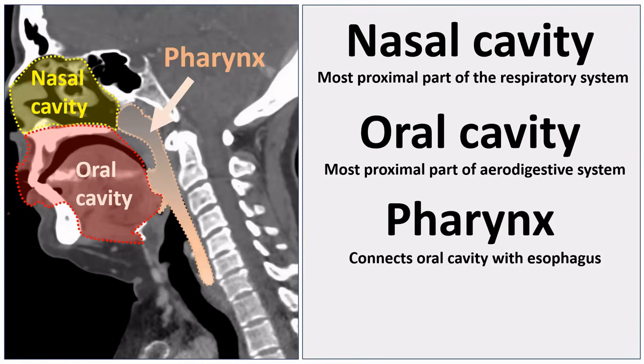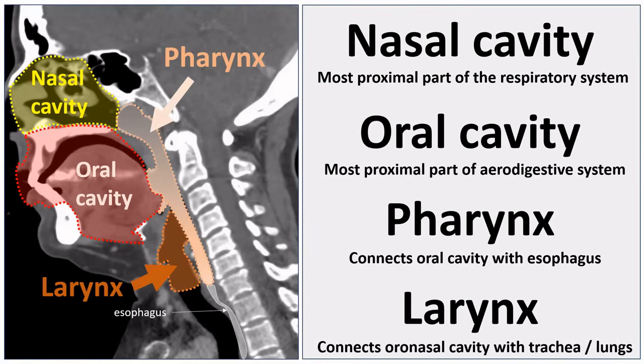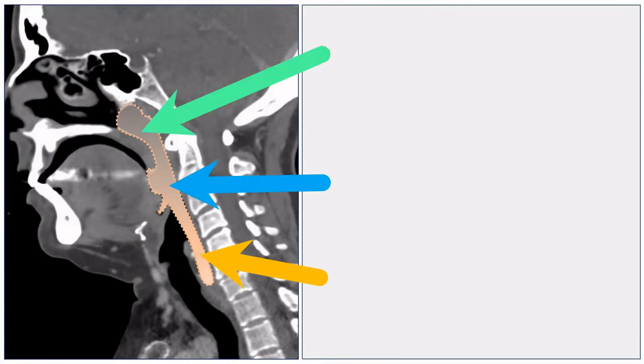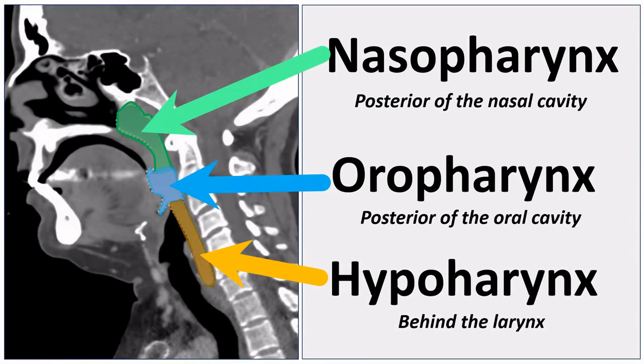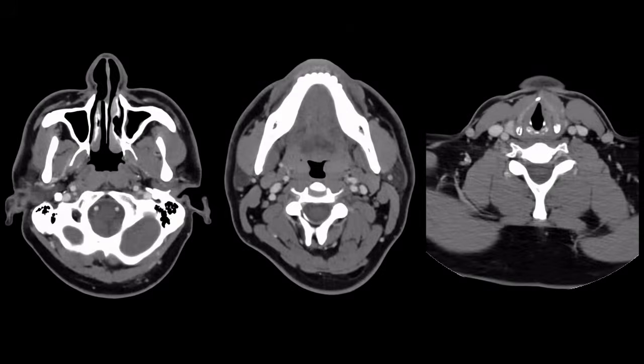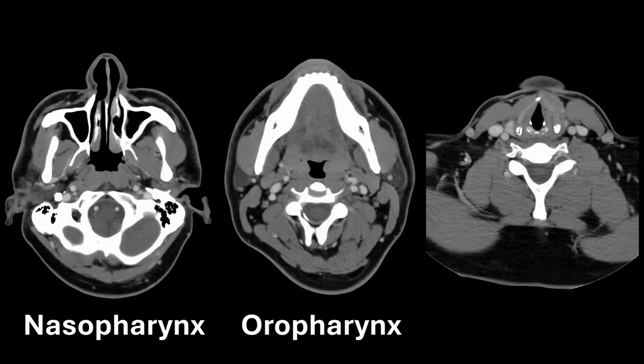What I'm going to talk about now is the anatomy of the pharynx, the structure that connects the nasal and oral cavity with the esophagus, respectively with the larynx, and from the larynx there's a connection with the trachea and the lungs, of course. And well, we already said this, we can subdivide the pharynx in a nasopharynx, oropharynx, and a hypopharynx, and this is what these look like on CT.